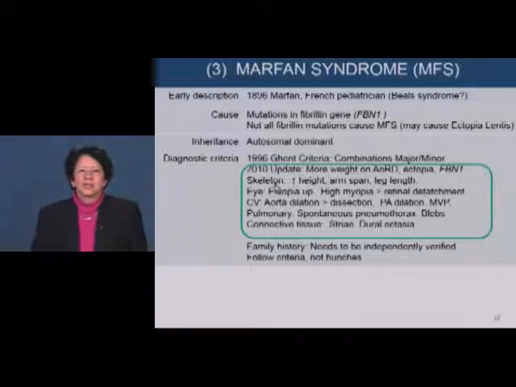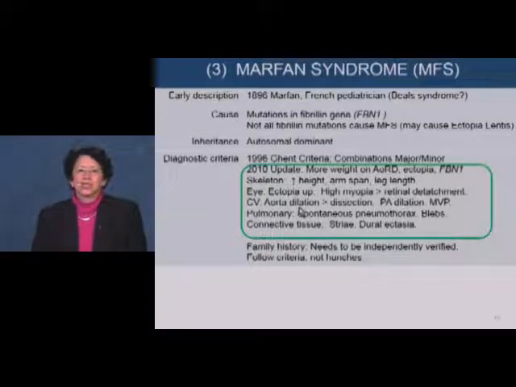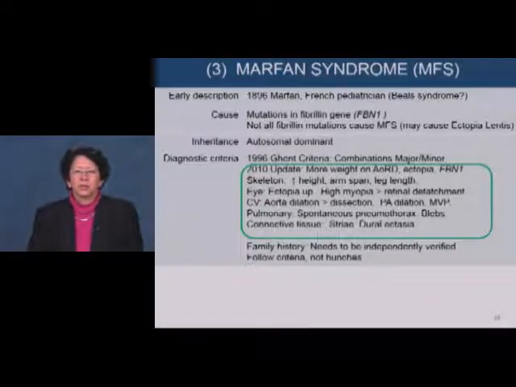We talk about the skeleton having tall stature, increased arm span, long legs, ectopia lentis upward, high myopia or retinal detachment, aortic dilation, sometimes leading to dissection, pulmonary artery dilation, mitral valve prolapse, spontaneous pneumothoraces, blebs, striae and dural ectasia. It's certainly beyond the limits of this talk to go through each syndrome in great detail, so I hope you'll forgive me for just outlining some of these criteria briefly.